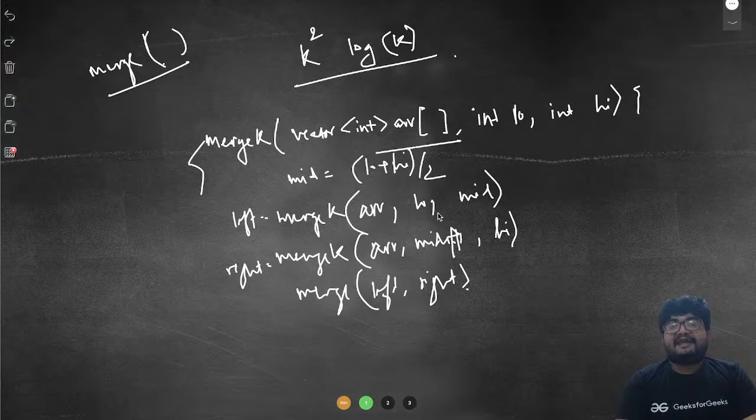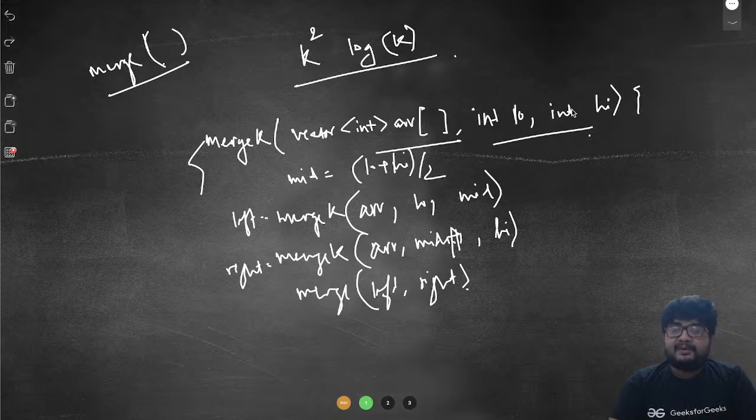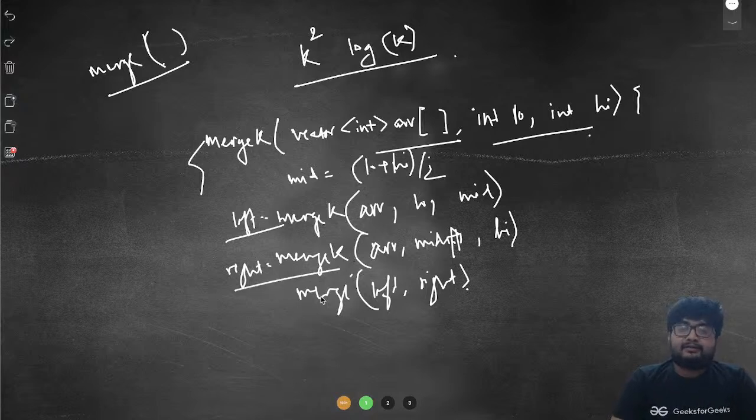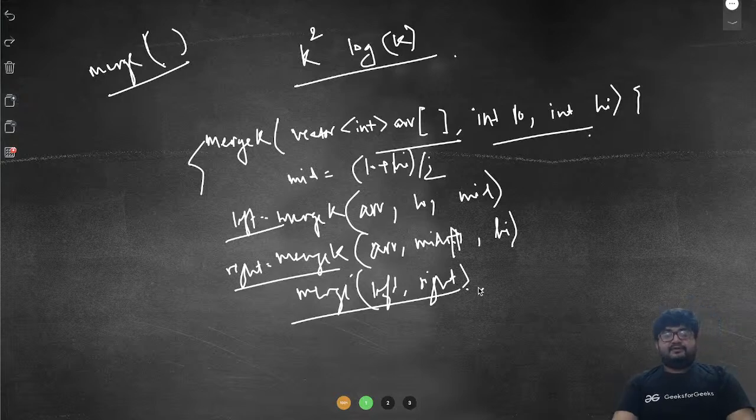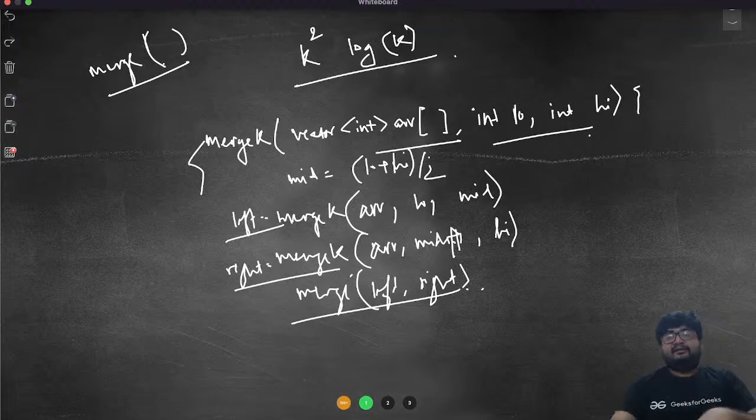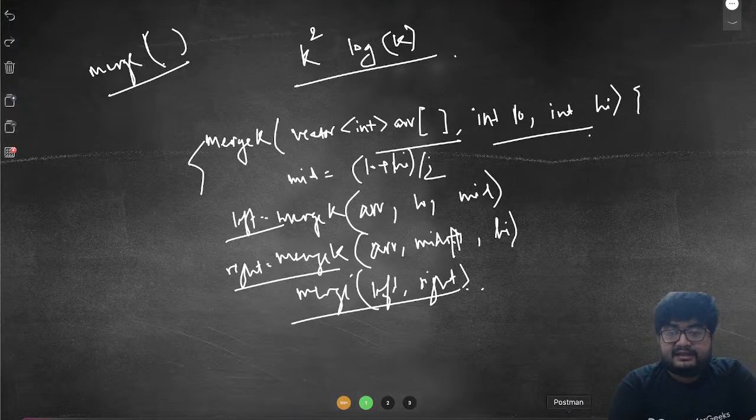We have k sorted arrays. The current range we'll be merging is low to high. These many arrays will be merging. So we'll find the midpoint. We'll merge the left part into a single array. We'll merge the right part into a single array. Finally, we'll call merge on left and right. All right, so this is the final pseudocode.